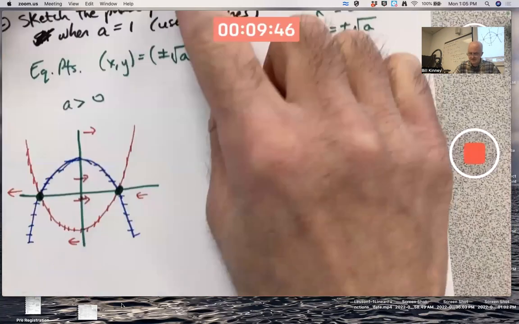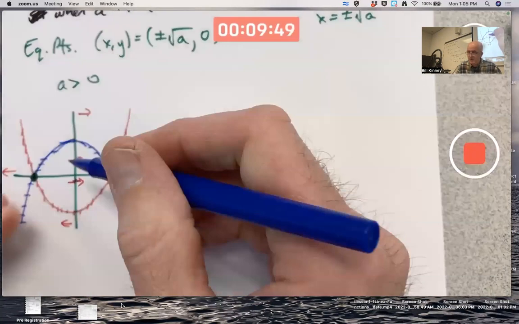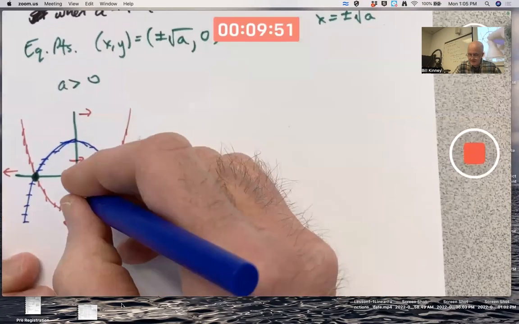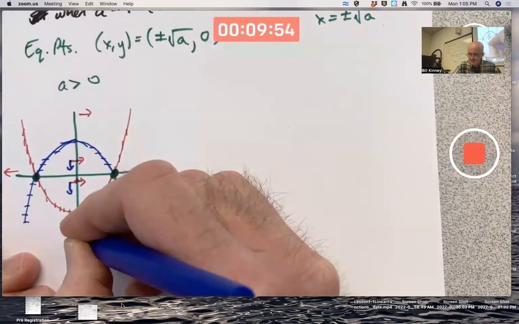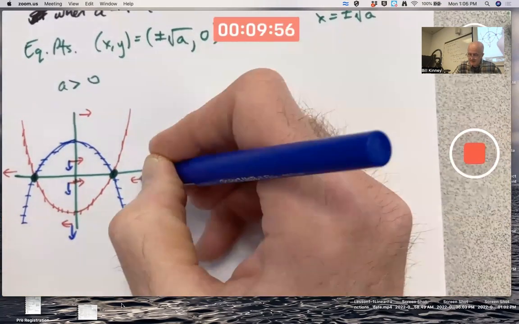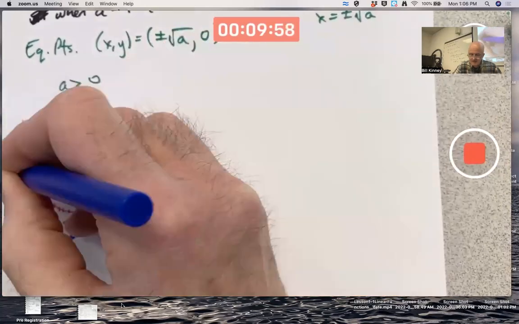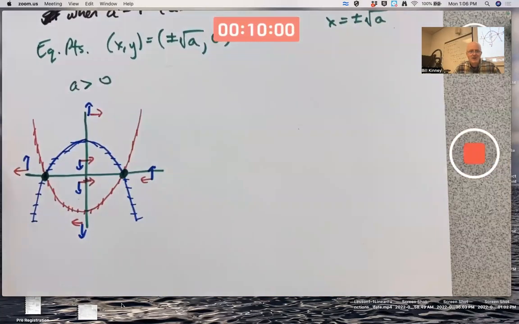So at the origin, dy/dt is negative. When you're below the blue curve, dy/dt is negative. And when you're above the blue curve, dy/dt is positive. Now try to draw solutions, the very hardest part.